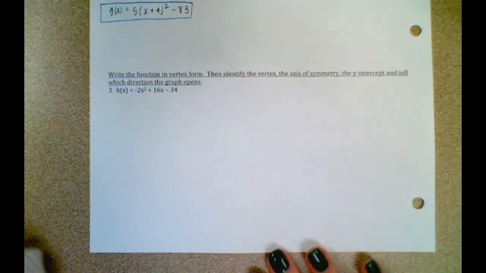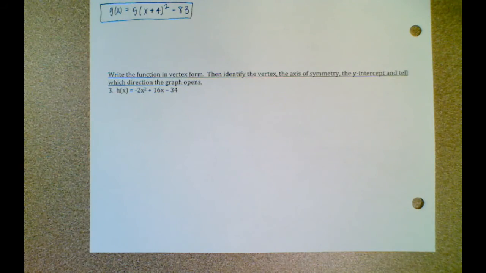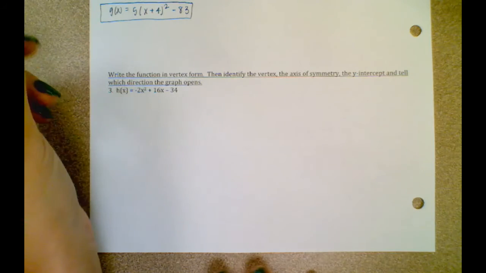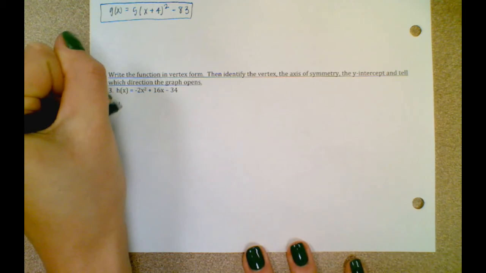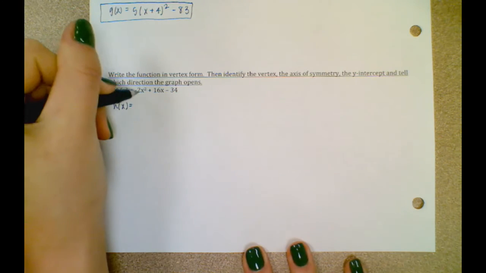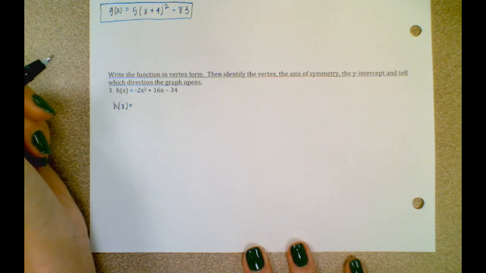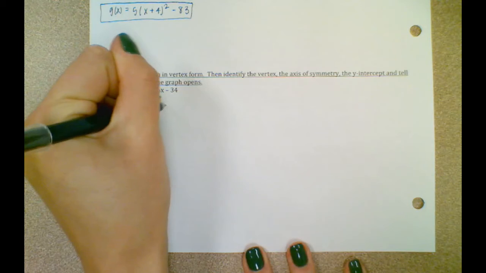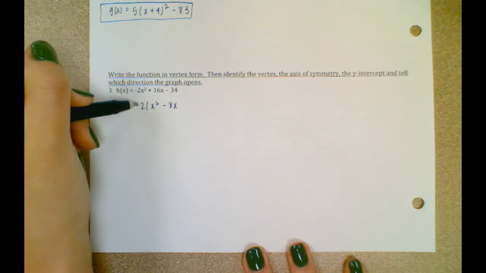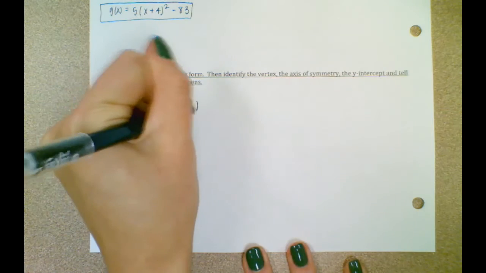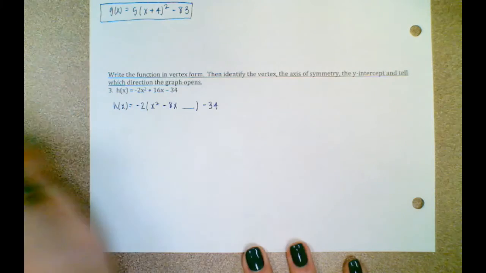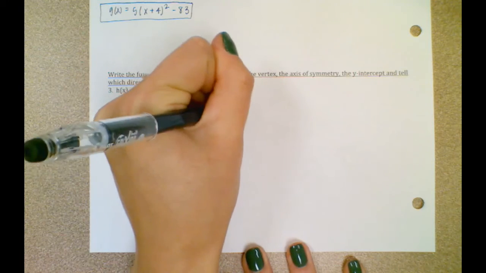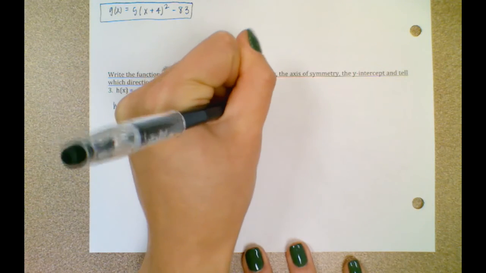It says write the function in vertex form, then identify the vertex, the axis of symmetry, the y-intercept, and tell which direction the graph opens. Okay, so let's go ahead and write this in vertex form first. So again, I'm going to take out my leading coefficient out of the quadratic and the linear term. So I have negative 2 x squared minus 8x. I take out negative 2, that becomes positive, blank, minus 34. So I have negative 8 divided by 2, that's negative 4, square that, still 16.